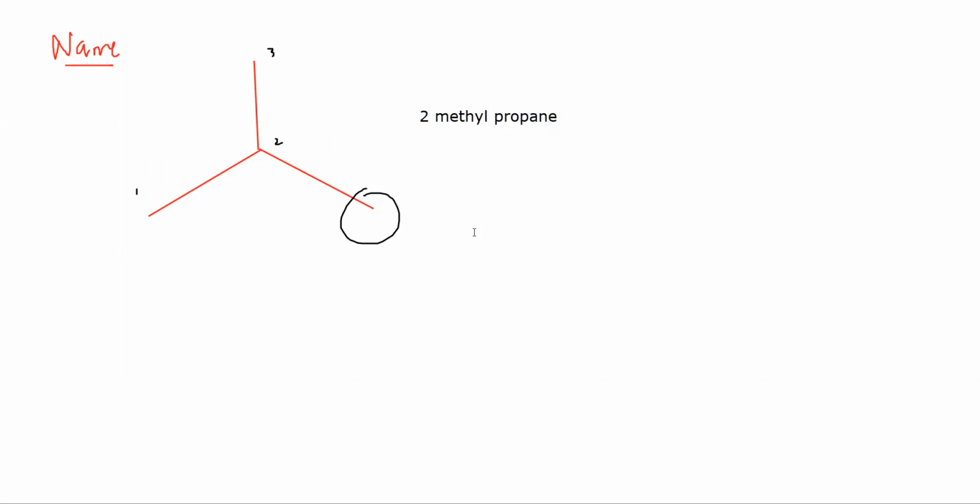If two identical branches are there, we'll use the word di. If three identical branches are there, then we'll use the word tri. And if four identical branches are there, then we'll use the term tetra.